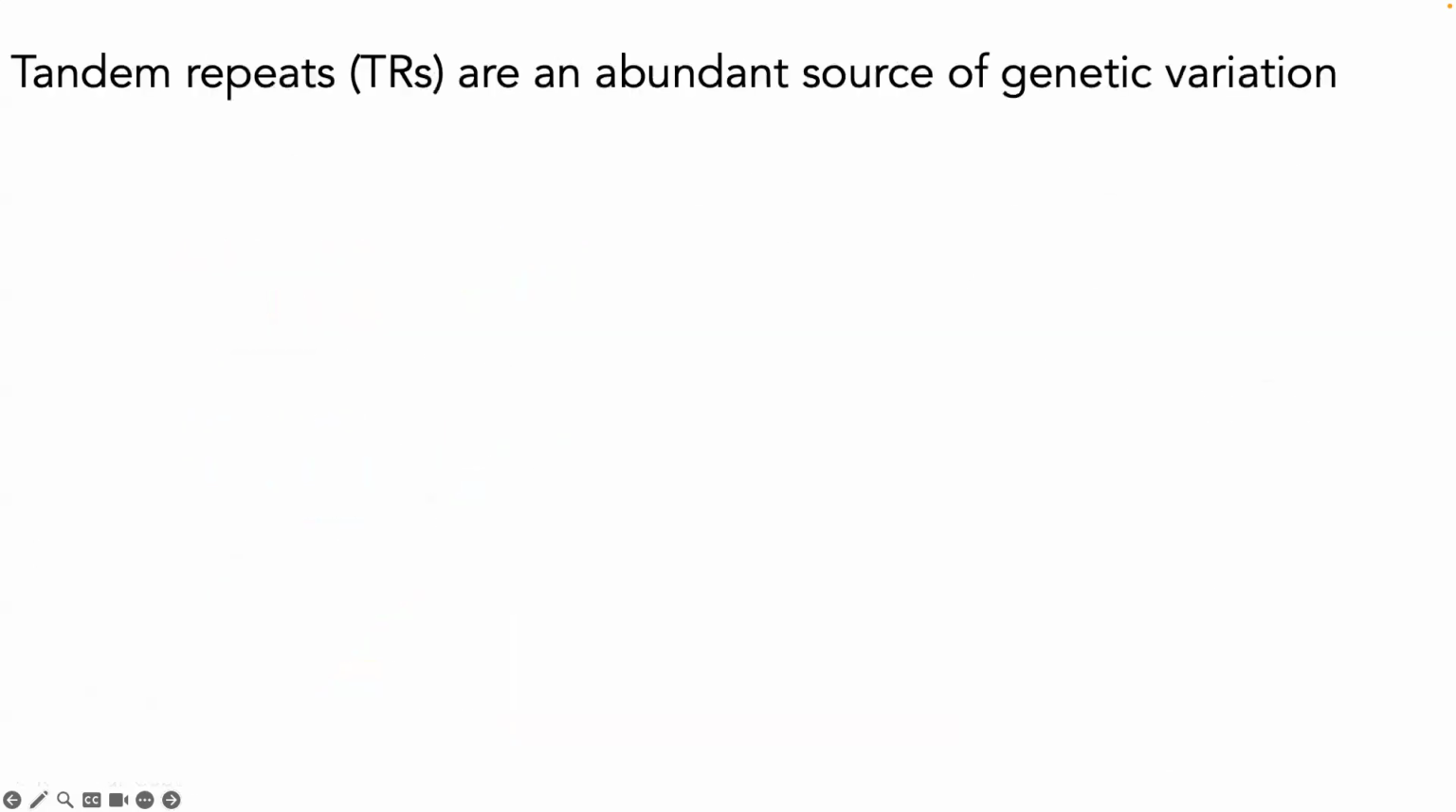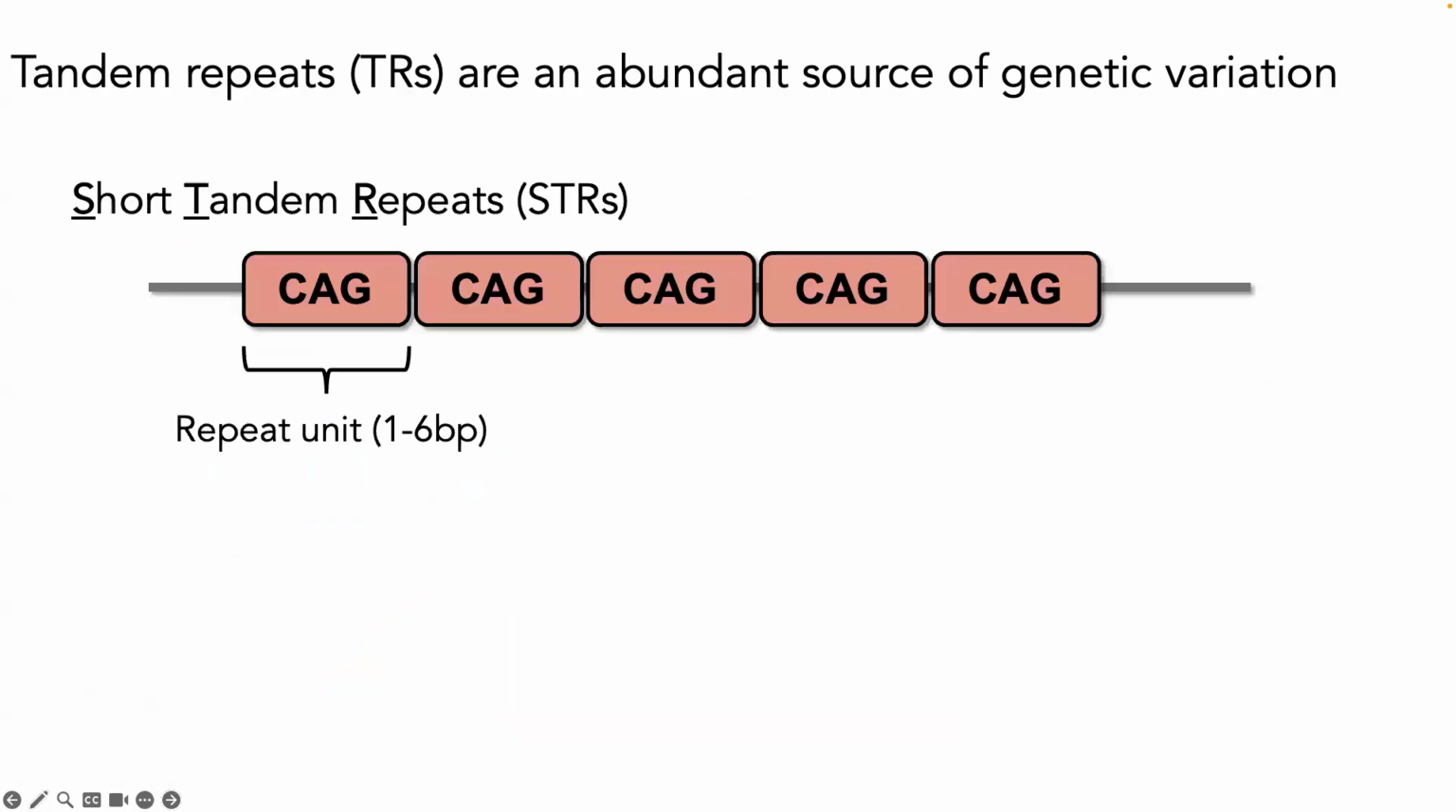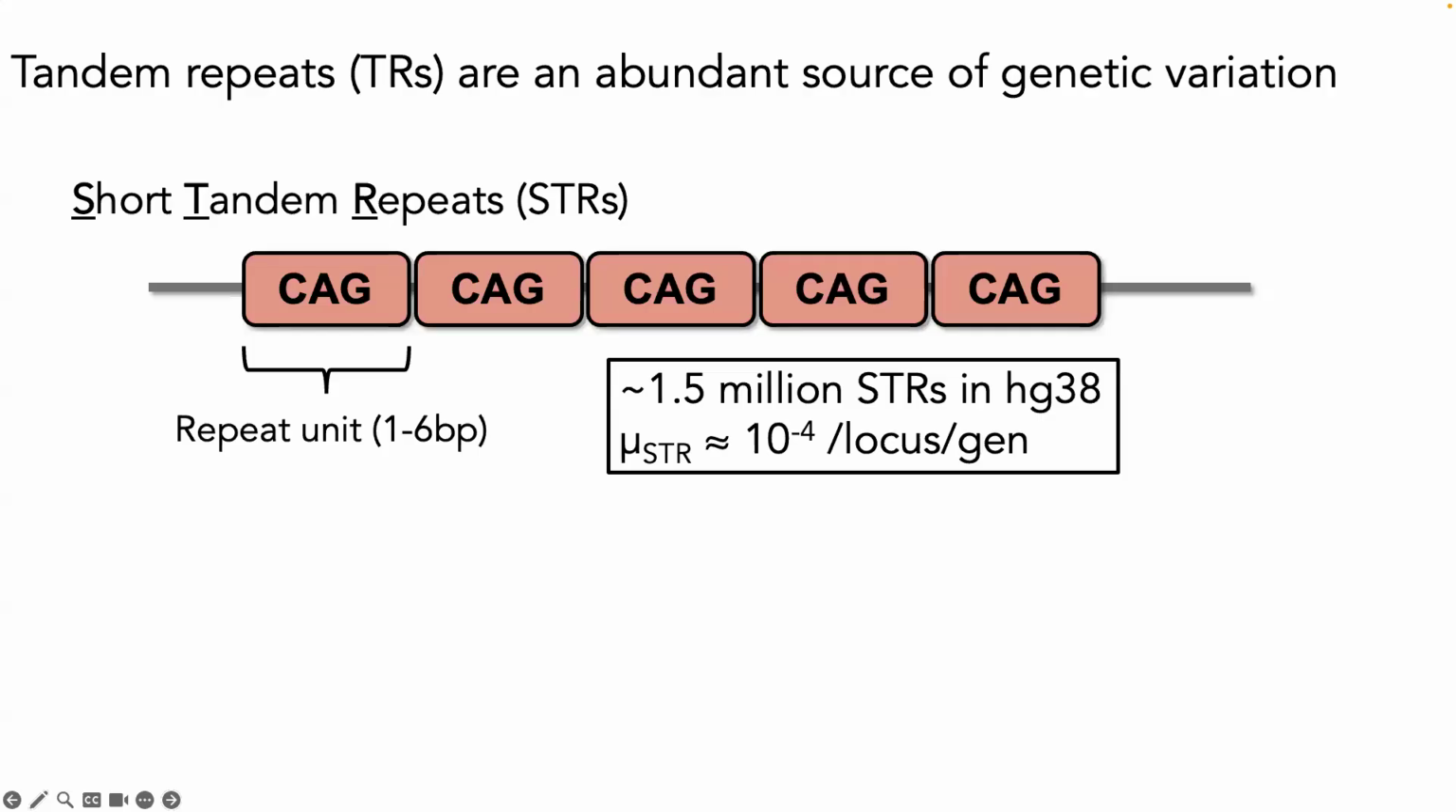Okay, before I go on to the data, I'd like to introduce the types of repeats that we're going to be looking at here. We've been focusing on two different types of repeats. One is called short tandem repeats, or STRs. These are short, so the repeat unit is between 1 and 6 base pairs, like the CAG repeat shown here. And there are about 1.5 million of these throughout the genome.